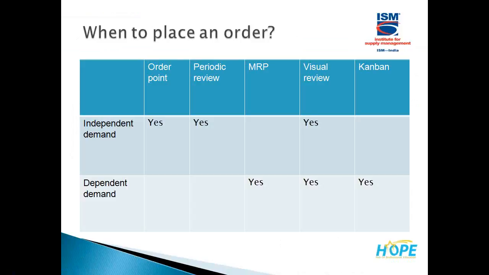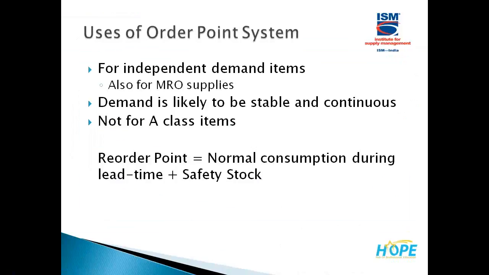Kanban in a just-in-time type of scenario is very helpful for dependent demand items. And visual review system is good for both dependent and independent. But generally, people use it for C-class items. Okay, so order point or reorder point system we use for independent demand items, not for dependent demand. Demand is likely to be stable and continuous, then only we can use the reorder point. And generally, we are not using it for A class items, we are using it for B class or maybe for C class items. Okay.